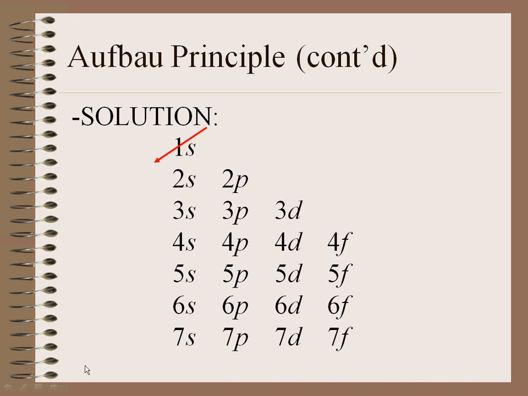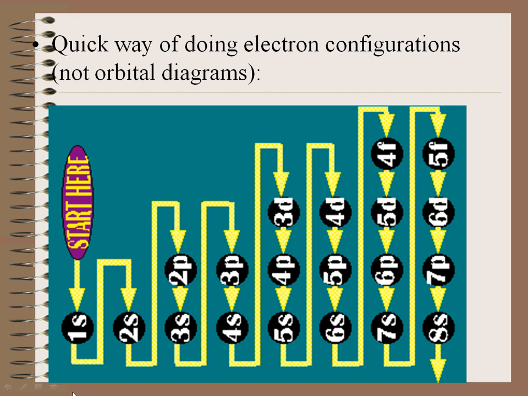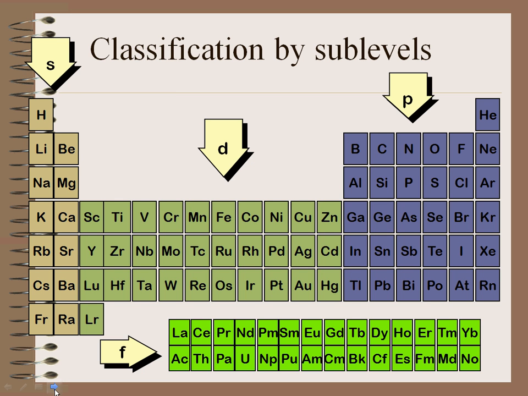If you don't like that way of doing it, here's a different way. Start here, 1S, 2S, 2P, 3S, 3P, 4S, 3D, 4P, 5S, and so on. So if you want to have that in your notes, I'm sure the sub will pause and let you put it in your notes. Doesn't matter to me how you do it, just make sure you can do it correctly, is all I need. So have the sub pause if you want to.